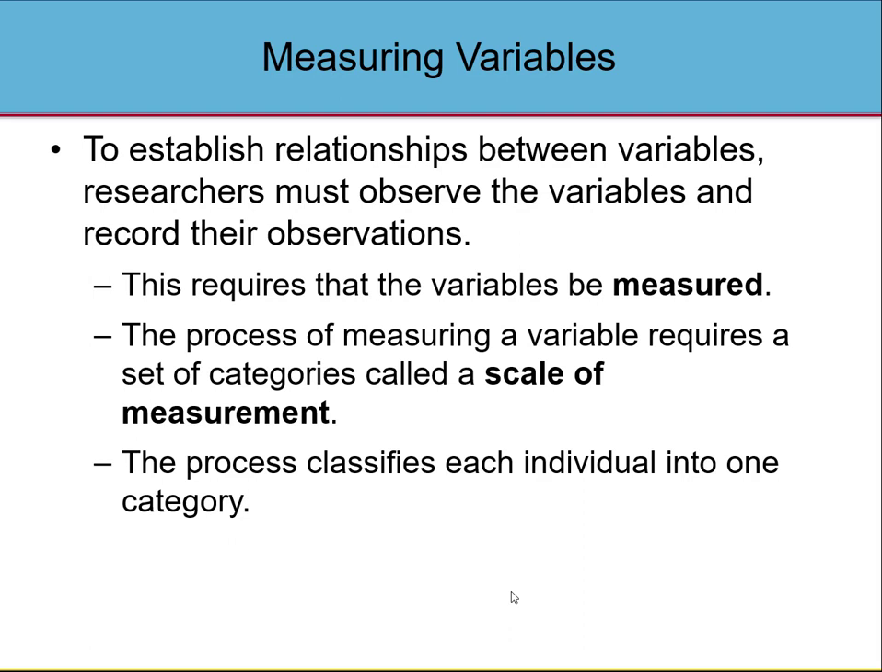In order to establish relationships between variables, researchers must observe the variables and record them. So this means that in order to be able to do these types of statistics with them, they have to be quantified or measured, right? The process of measuring requires a set of categories called the scales of measurement, and the process classifies each individual into one category.